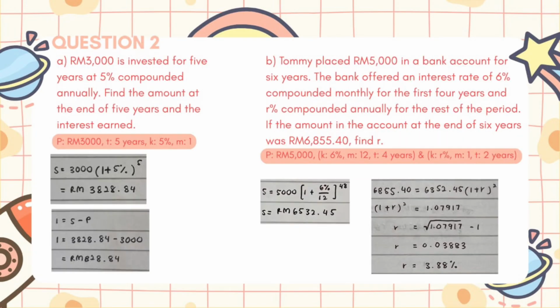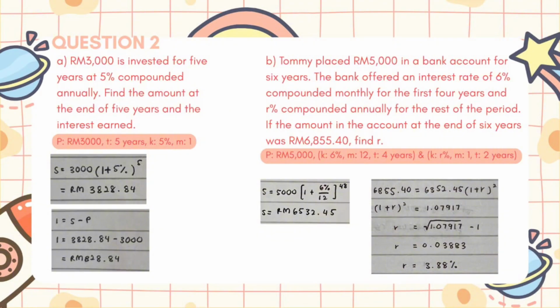Part 1, question 2A. 3,000 ringgit is invested for 5 years at an interest rate of 5% compounded annually. Find the amount at the end of 5 years and the interest earned. To find the total amount at the end of 5 years, we use the compound interest formula. S equals P times open bracket 1 plus I close bracket to the power of N. So, S equals 3,000 times 1 plus 5% to the power of 5. This gives us an amount of 3,828 ringgit 84 cents. To find the interest earned, we subtract the principal from the final amount, 3,828 ringgit 84 cents minus 3,000 equals 828 ringgit 84 cents.